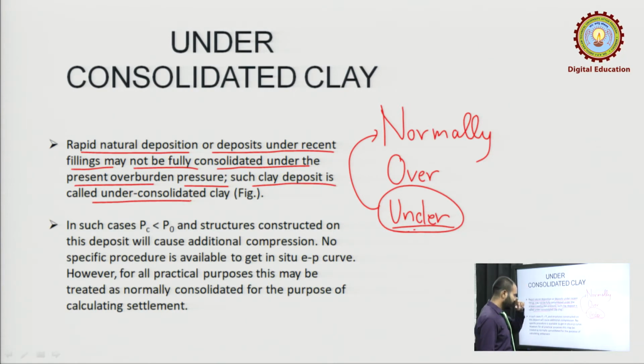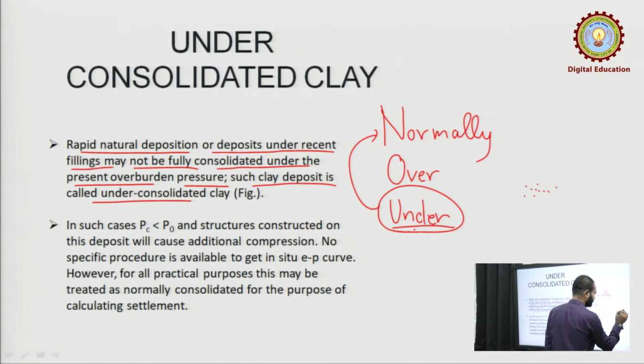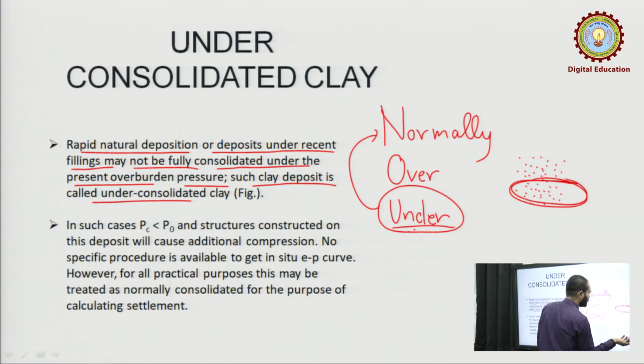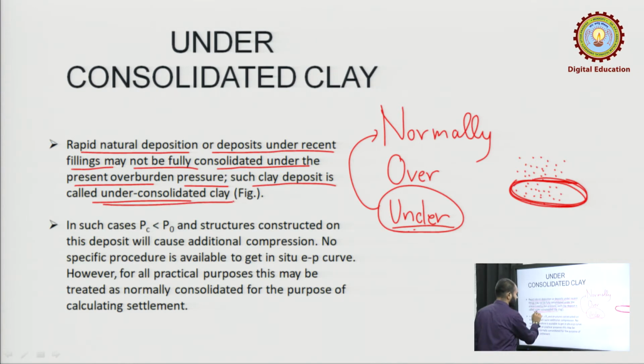What does this mean? Suppose there is a fresh deposition of soil, but the deposition made on it is also very less, due to which proper stress or proper consolidation of this part has not taken place. So, due to improper consolidation, this will be termed as underconsolidation. Only this is the concept of underconsolidated clay.